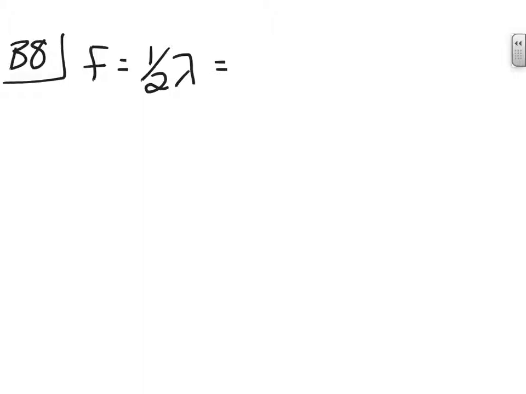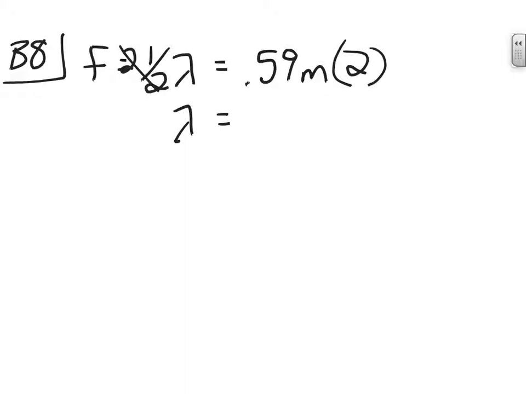Well, how long is the flute? It's 59 centimeters long. We want to put that into meters, so that's 0.59 meters long. So 1/2 of a wavelength fits in 0.59 meters. That means a whole wavelength would be twice that size. We want to get rid of the 1/2 by multiplying both sides by 2. If we do that, we get 1.18 meters as our full wavelength, twice the length of the flute.